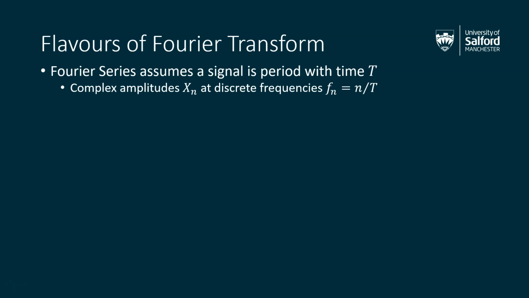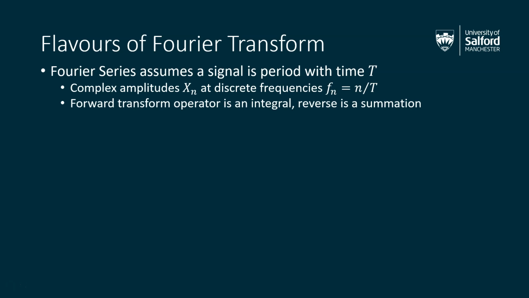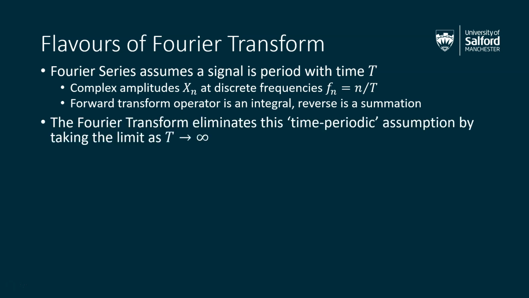And the frequencies those are at are related to the time period T. The forward transform operator is an integral, the reverse is a summation. Then we saw the Fourier transform, and that manages to eliminate the time periodic assumption by taking the limit as T goes to infinity. So the signal now never repeats.